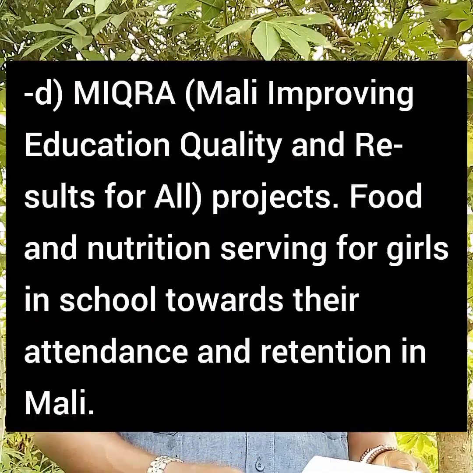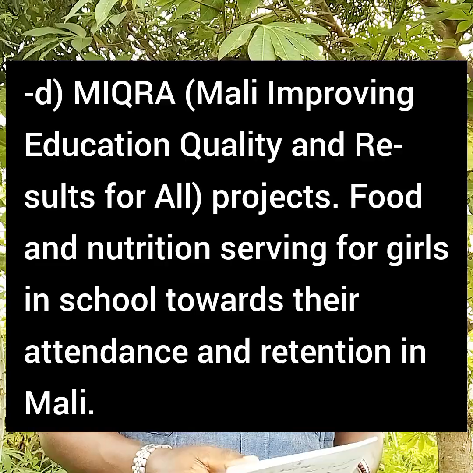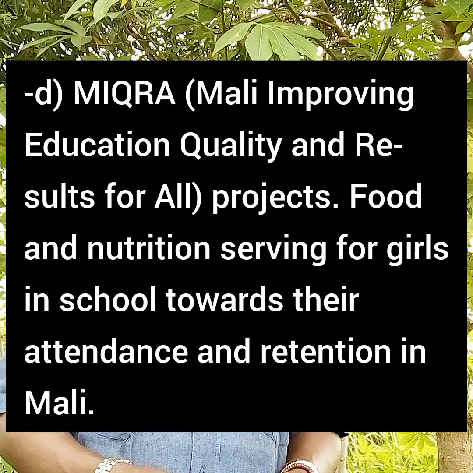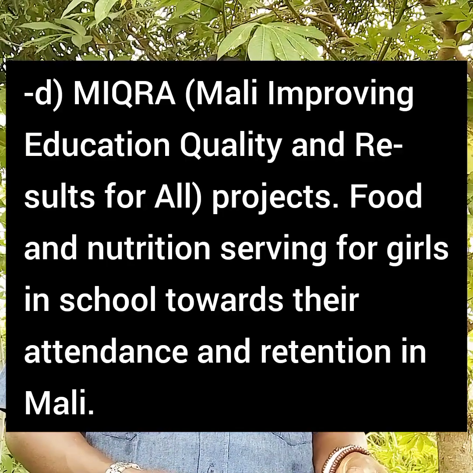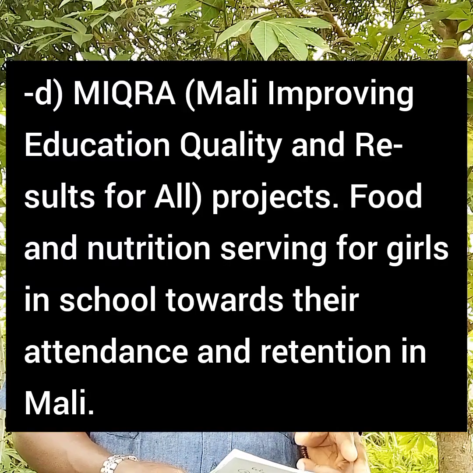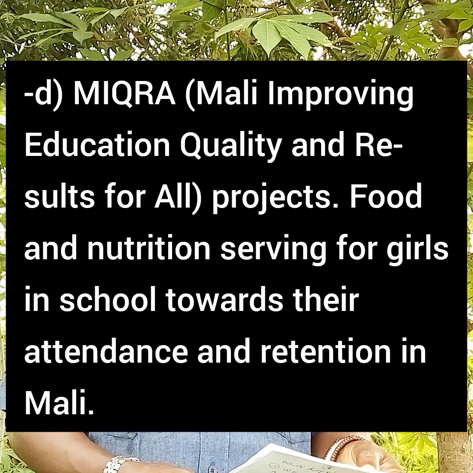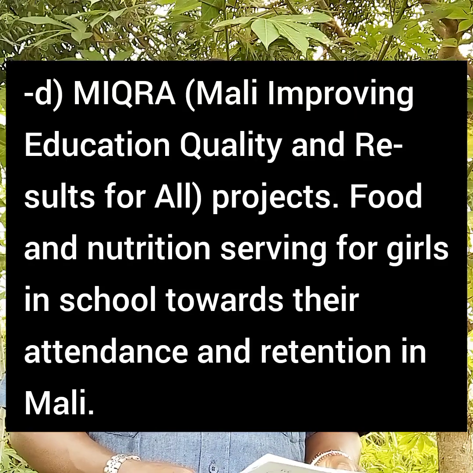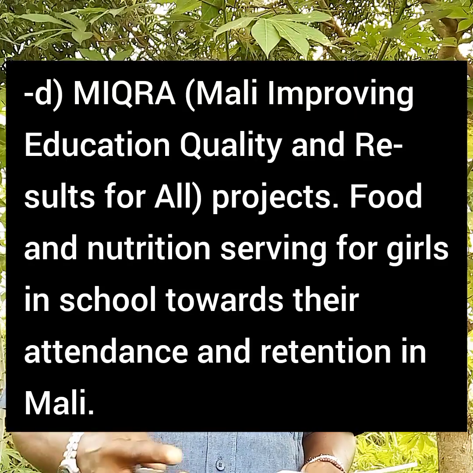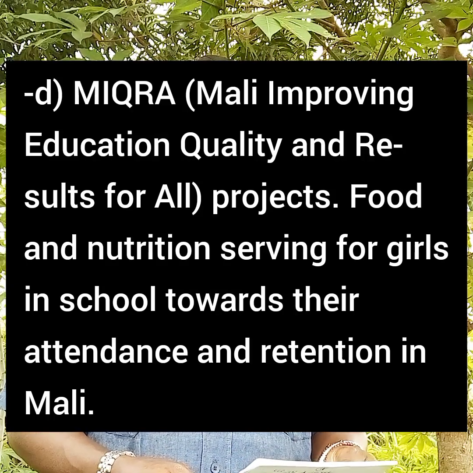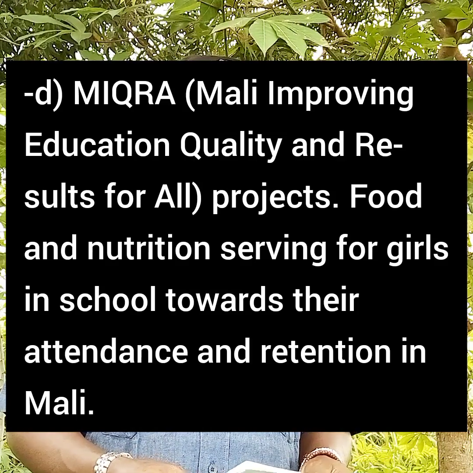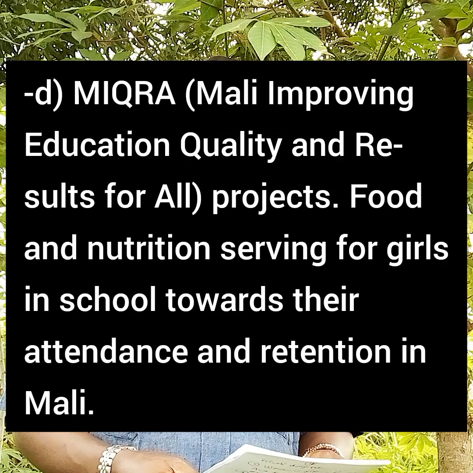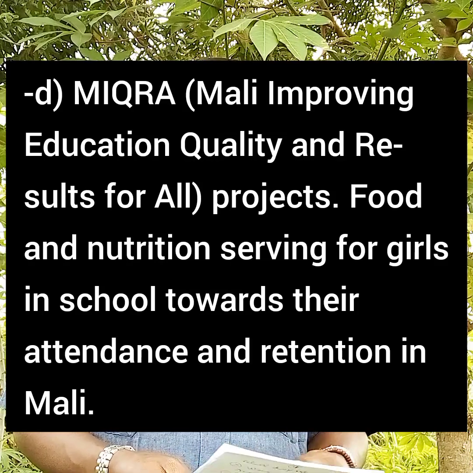There is another stage, which is the MIQRA. Mali, I talked about Mali with 91% learning poverty. So in Mali, they have the MIQRA, which is Mali Improving Education Quality and Results for All Project. Here, they give them food and teach them the appropriate nutrition such that they go to school and maintain attendance and retain the learning process to completing secondary school. That is the MIQRA, funded by the World Bank.